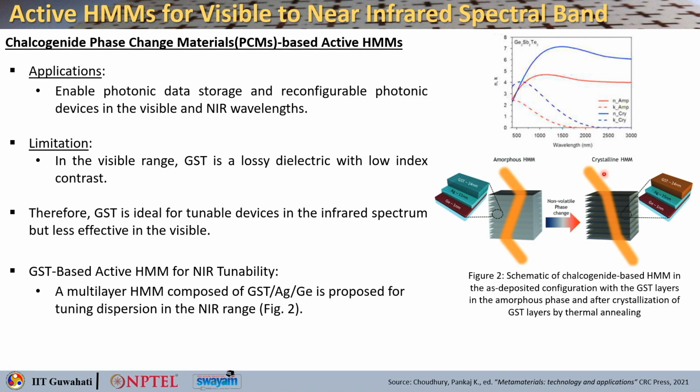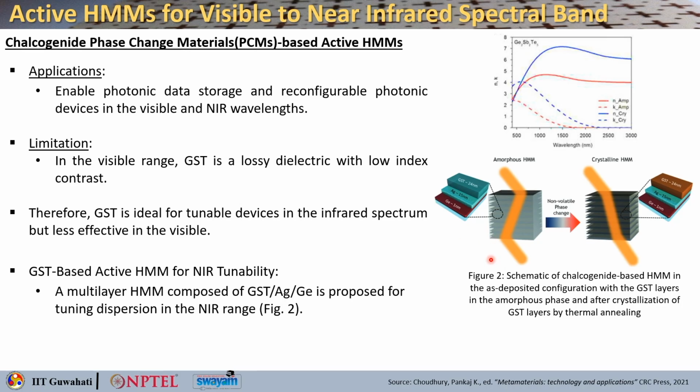Now, this particular figure shows you how you can use GST in an active HMM, hyperbolic metamaterial, for NIR tunability. Here you consider a multi-layer HMM that is made of GST, silver and germanium. The thicknesses are written. So, this is basically a multi-layer stack.